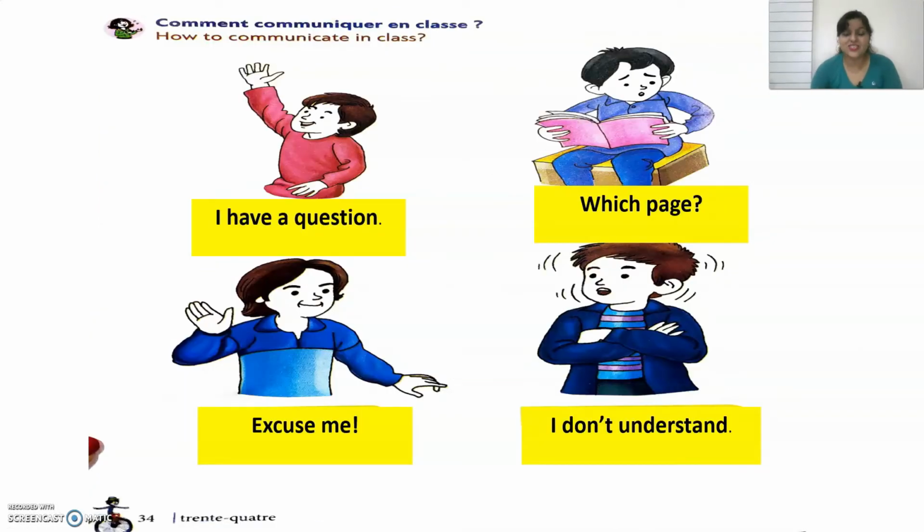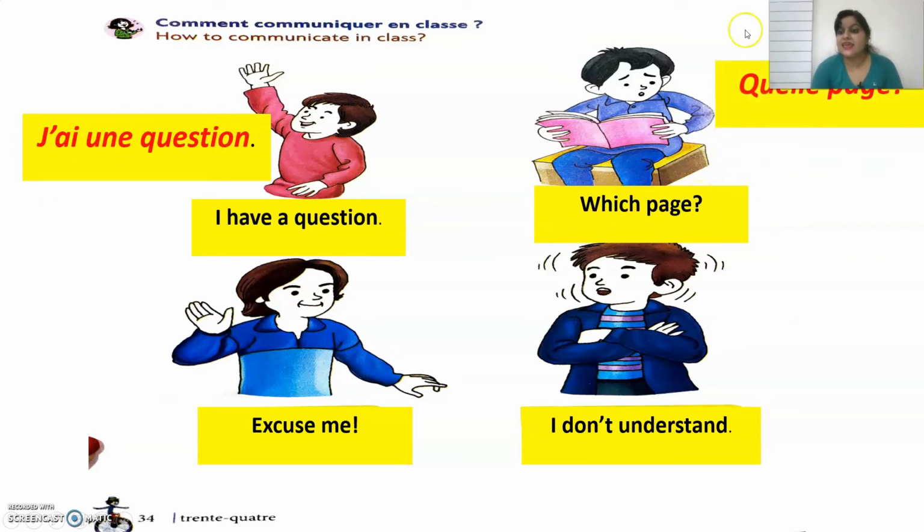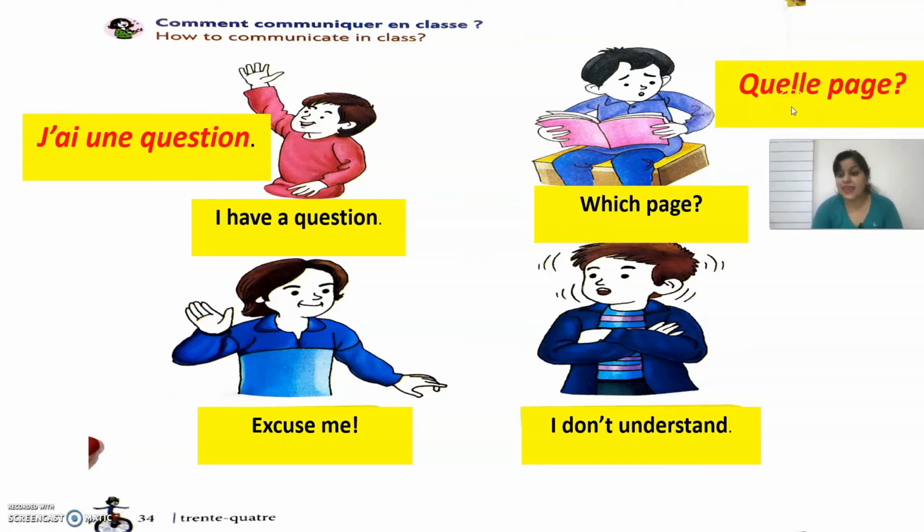Now on the next page they have shown some phrases which you can use in your daily life in the class. So for example, the first one, if the boy wants to say I have a question. So how are you going to say I have a question in French? You would say j'ai une question. J'ai une question. Which page? That is quelle page? Quelle page? To page we say page. The spellings are same but the pronunciation is different.